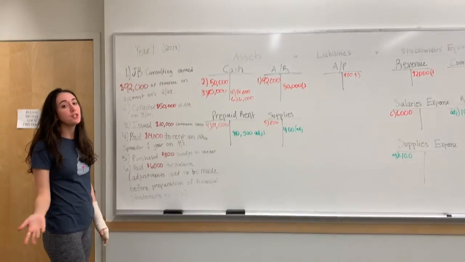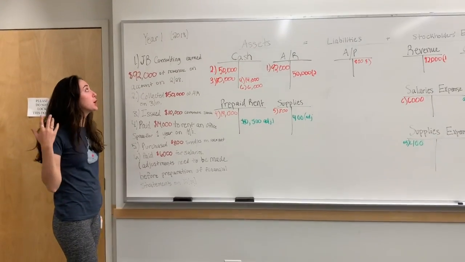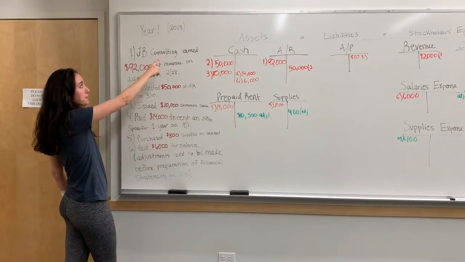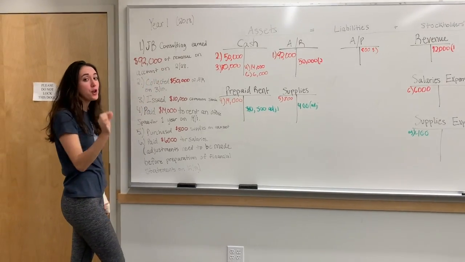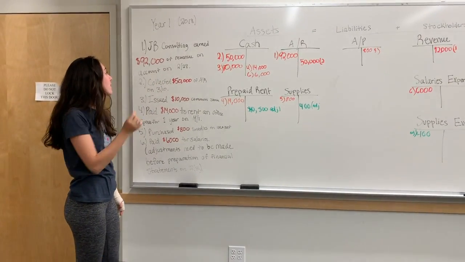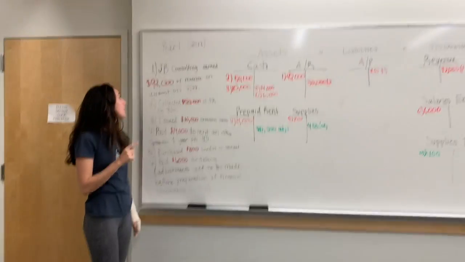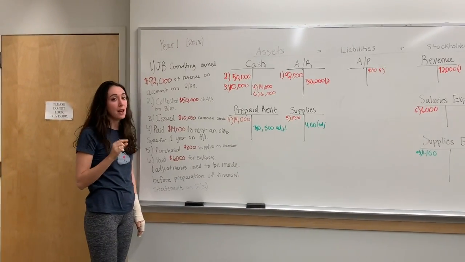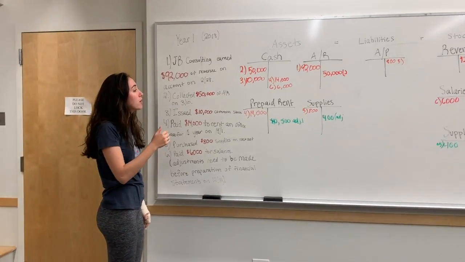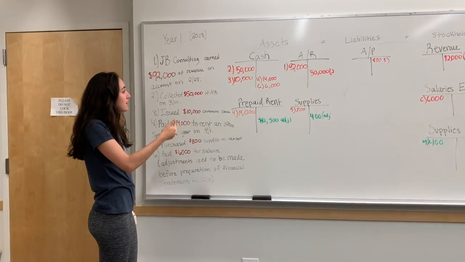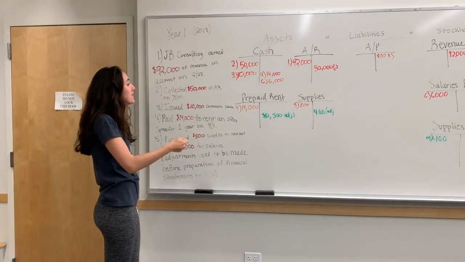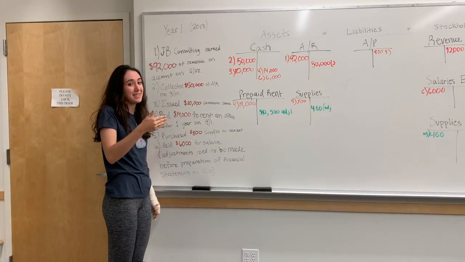Okay, now we're going to move on to the example part of the tutorial video. So we want to mention that this is year one. This is our first year of operation, so there are no beginning balances. So our first event, JV Consulting earned $92,000 of revenue on account on 2/28. Now this is an accrual because we are recording when the transaction happened. So we made this revenue, but we didn't actually get the cash yet.